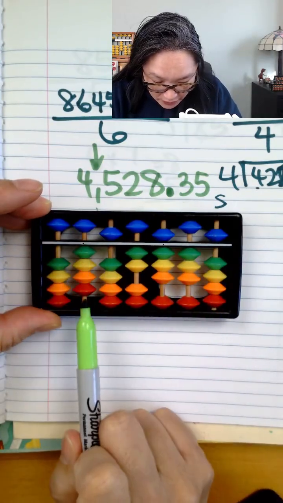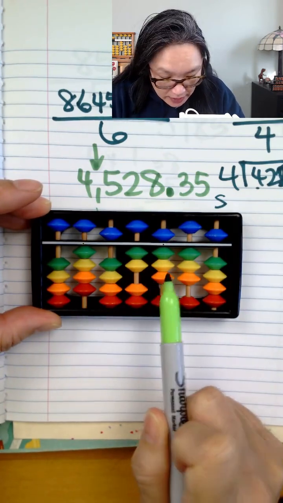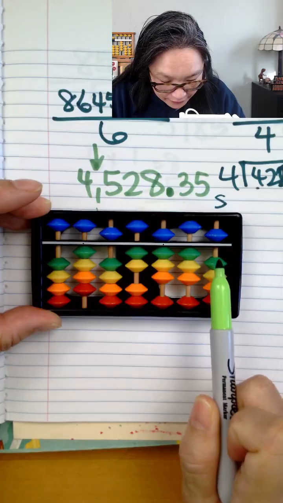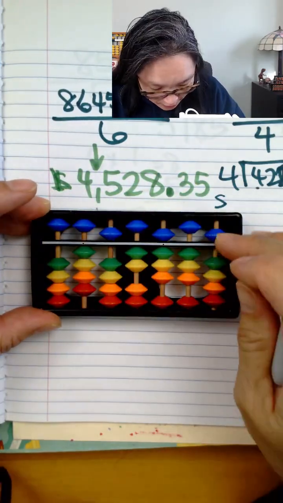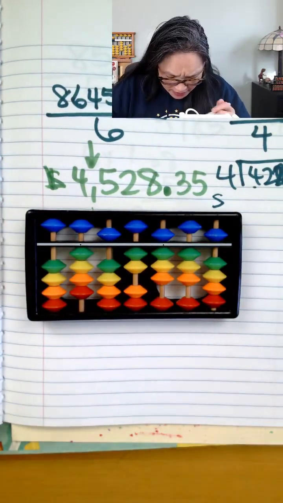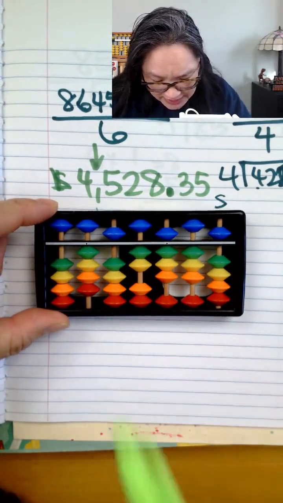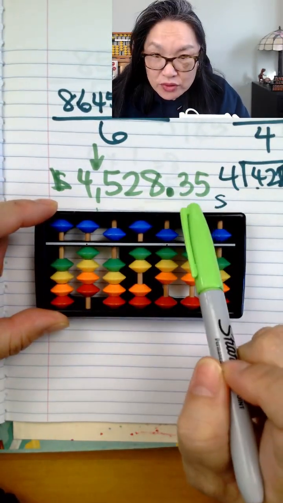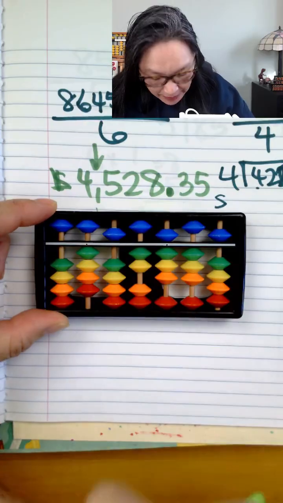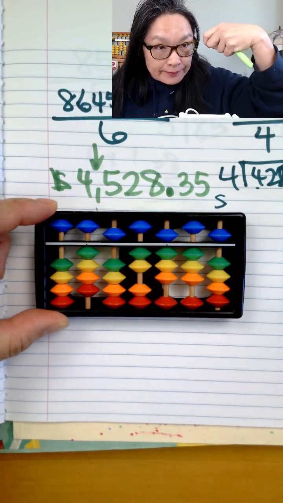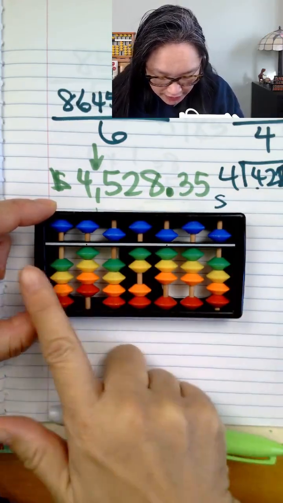We have 4,528. And then we have 35. I'm going to say cents, right? So let's say we're talking about money, because we all like to talk about money. It's nice to have. So it's just easy to relate, right? Because we do decimals in our daily life. And so, that's how the abacus came about. The abacus came about from talking about changing hands and changing product and so forth. So that's what this is.